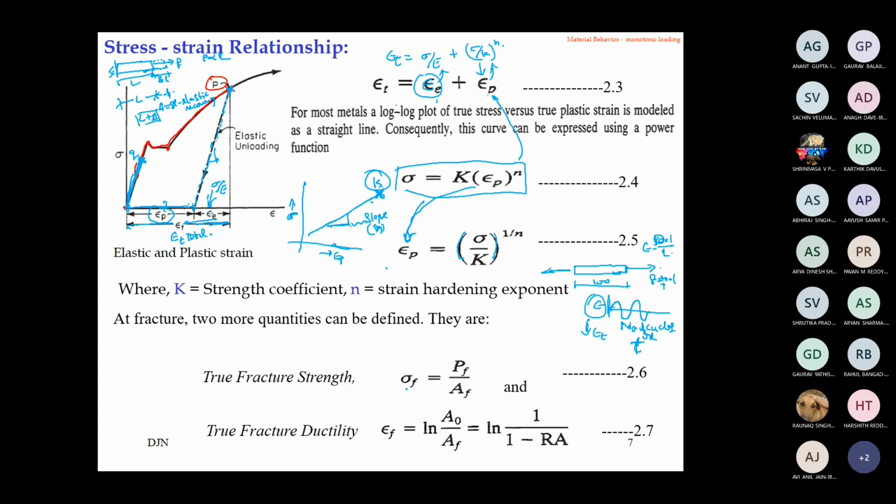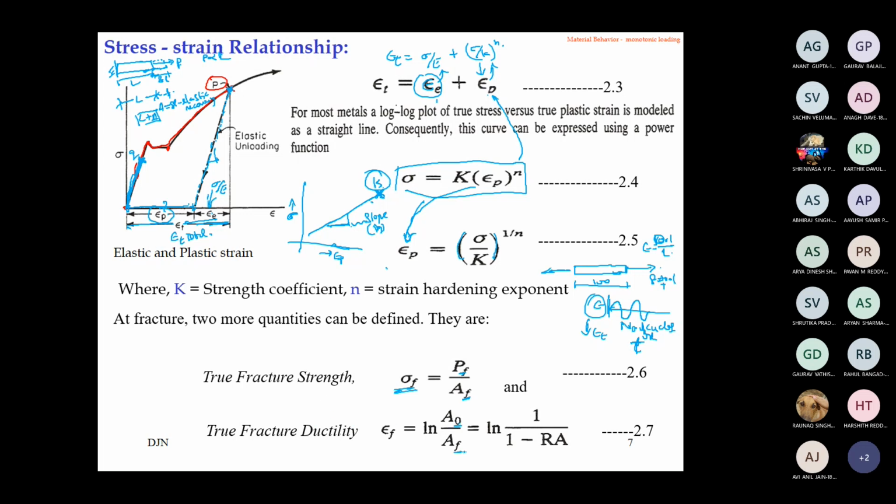So true fracture strength, sigma F, you know that is load at fracture divided by area at the fracture, or the instantaneous area at that point of time. So area at fracture is definitely much lesser than the original cross-sectional area because of the necking, the drastic reduction in the cross-sectional area. Correspondingly, we can also determine true fracture ductility or strain at the true fracture level.